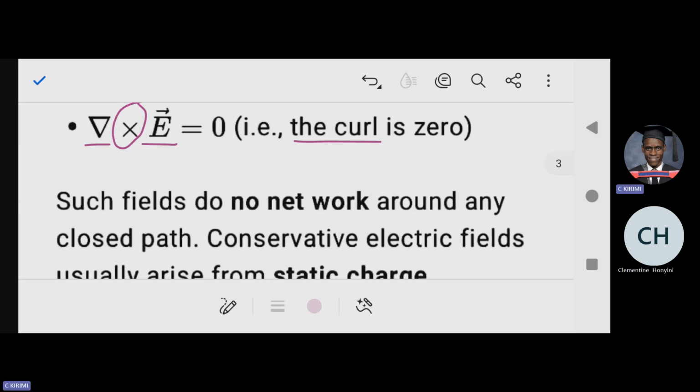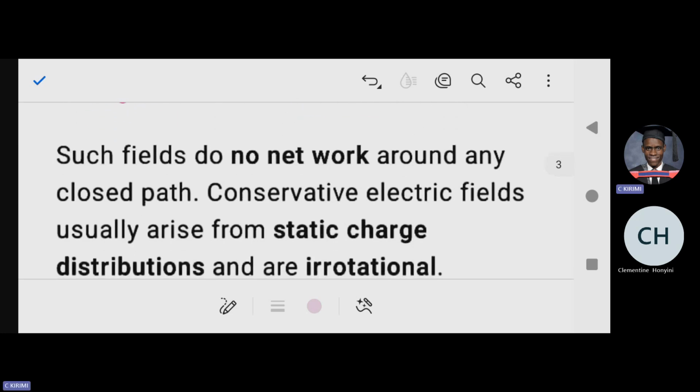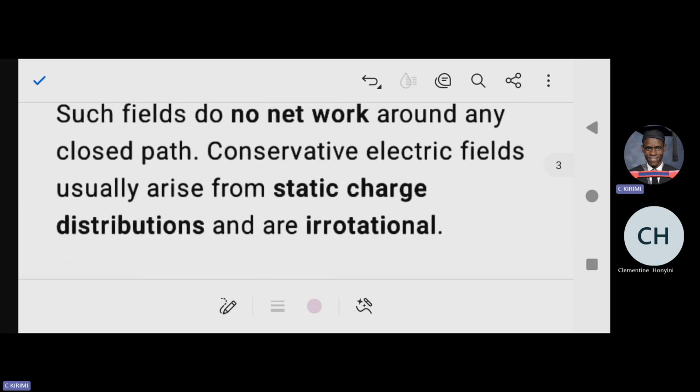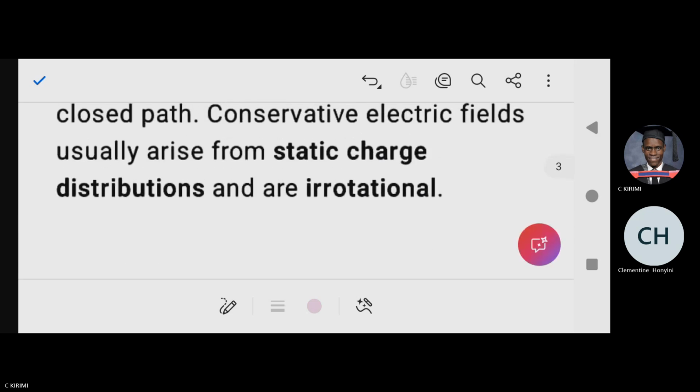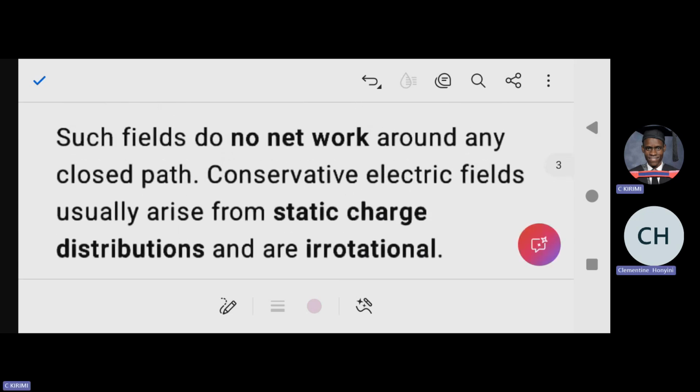Such fields have no net work around any closed path. Conservative electric fields usually arise from static charge distributions and are irrotational. So these are some of the static charges, which means electricity. If a path is closed, there is no net work along that path. So these are some of the theoretical points.